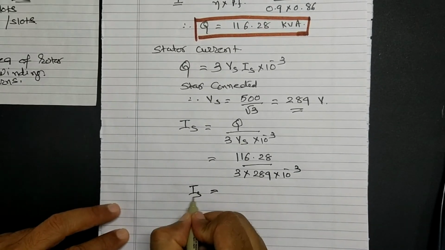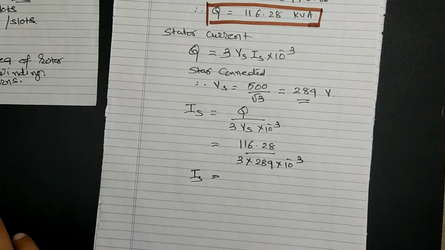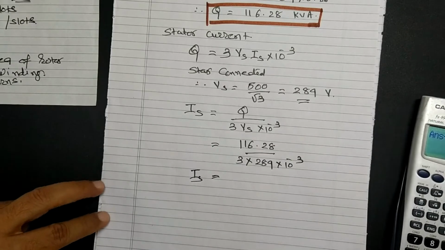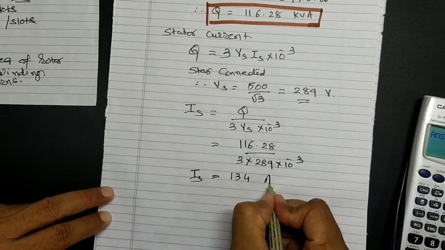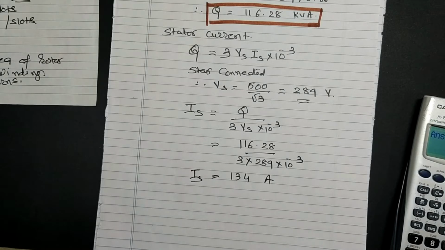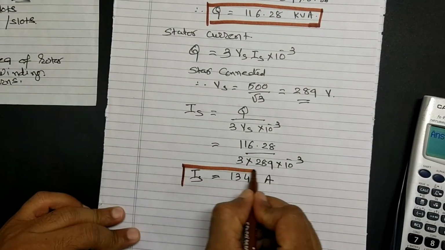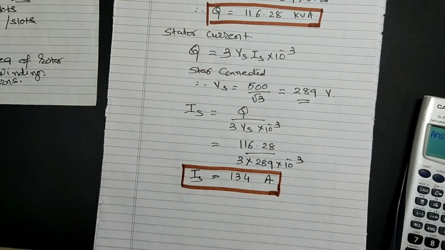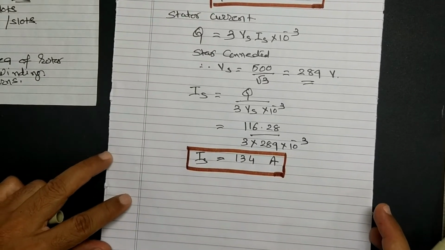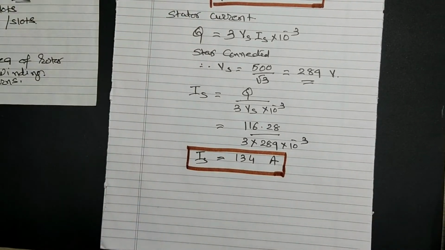So stator current is 116.28 multiplied by 1000 divided by 3 divided by 289, so it comes to 134 ampere. Based on this stator current, later on we'll find our rotor current. So two quantities we have defined. Now we'll try for total rotor turns.